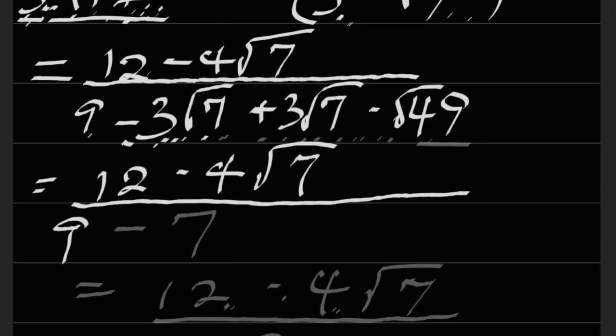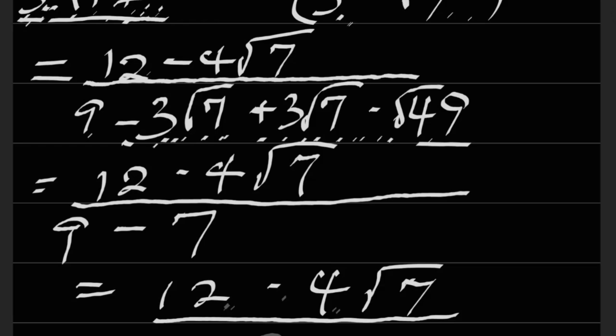Minus 3 root 7 plus 3 root 7 is 0 because the numbers are the same. Negative and positive, the same number is 0. So minus root 49 is minus 7 because the square root of 49 is 7. And now we have our 12 minus 4 root 7 all over 2.